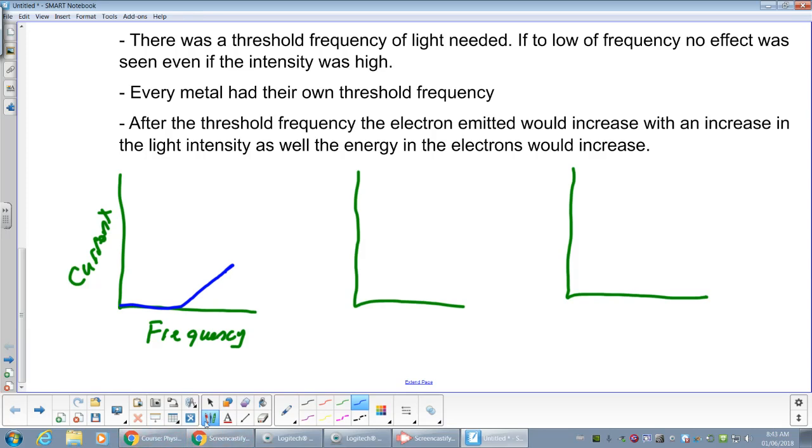Actually, it doesn't go like that. It goes like this first. It's been a while since I thought about this. And then it jumps up. Okay, so then at the threshold frequency, it would jump up, and then it would increase. And this is a frequency 0, which they call the threshold. Okay, so that current would increase as you increase the frequency, but you have to be at some threshold, otherwise you'd have nothing.